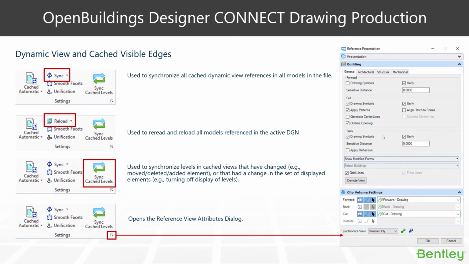So that brings us to a few of the other buttons on this ribbon bar menu. We looked at the sync, and we know that it's used to synchronize all cache data view references in all models in that file. The other one we have is the reload button. Now, our first preference is always to use sync because it's a quicker method of regenerating your drawings.